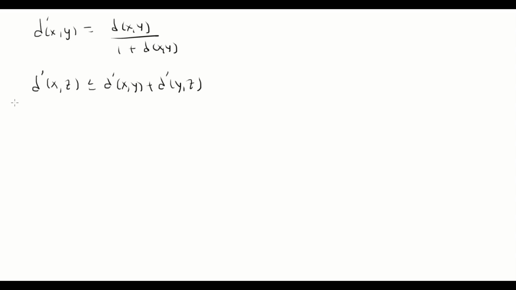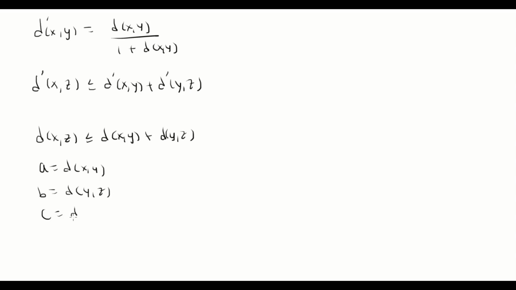Okay, so first note, the triangle inequality tells us this is true. So we're going to define A to be the distance between x and y, B to be the distance between y and z, and then C to be the distance between x and z. From this, we have that if we substitute it back, C is less than or equal to A plus B. Now let's consider the function f of t equals t over 1 plus t, for t being greater than or equal to 0.